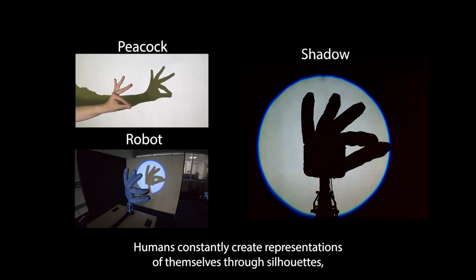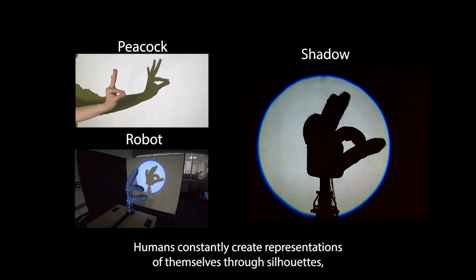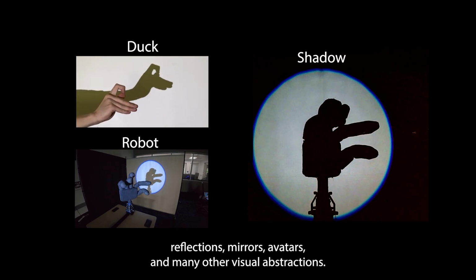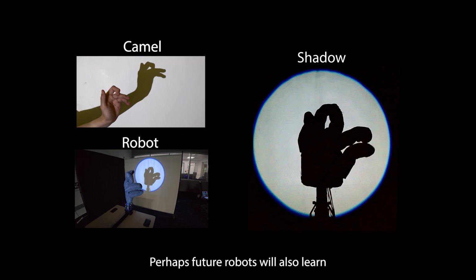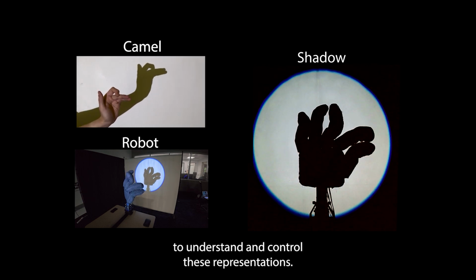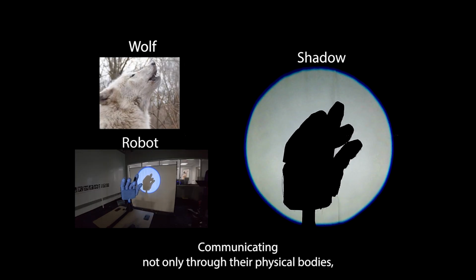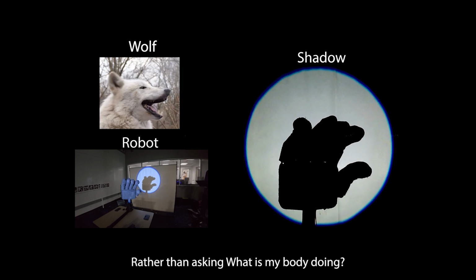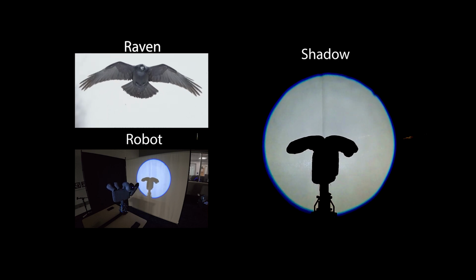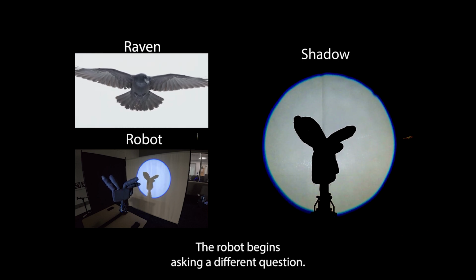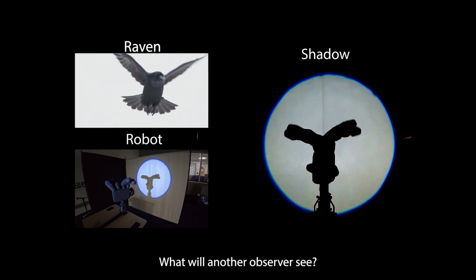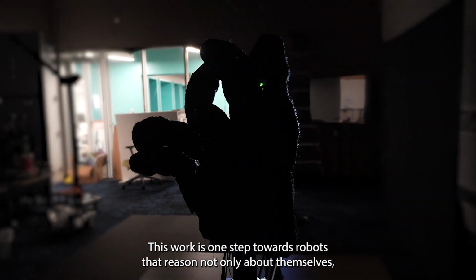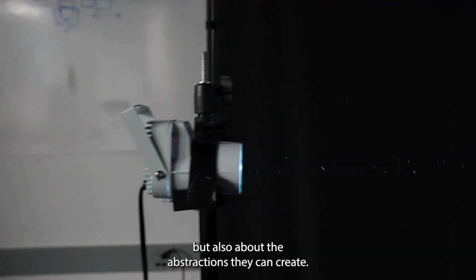Humans constantly create representations of themselves through silhouettes, reflections, mirrors, avatars, and many other visual abstractions. Perhaps future robots will also learn to understand and control these representations, communicating not only through their physical bodies, but also through how they are perceived. Rather than asking, "What is my body doing?" the robot begins asking a different question. What will another observer see? This work is one step towards robots that reason not only about themselves, but also about the abstractions they can create.